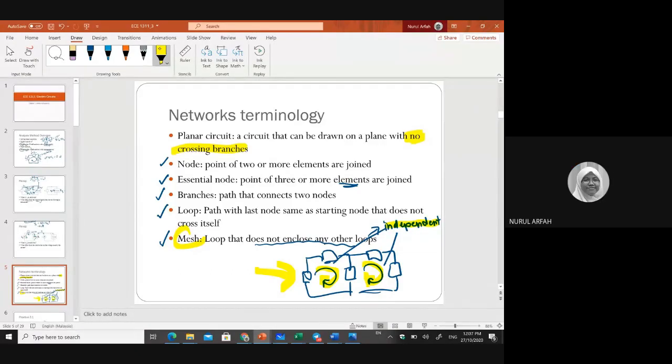A planar circuit is a circuit that can be drawn on a plane with no crossing branches. What is a branch? Let's say I have another branch that crosses. Maybe if I put it like this, it crosses, right? And maybe this one, like this. Is this a crossing or not?